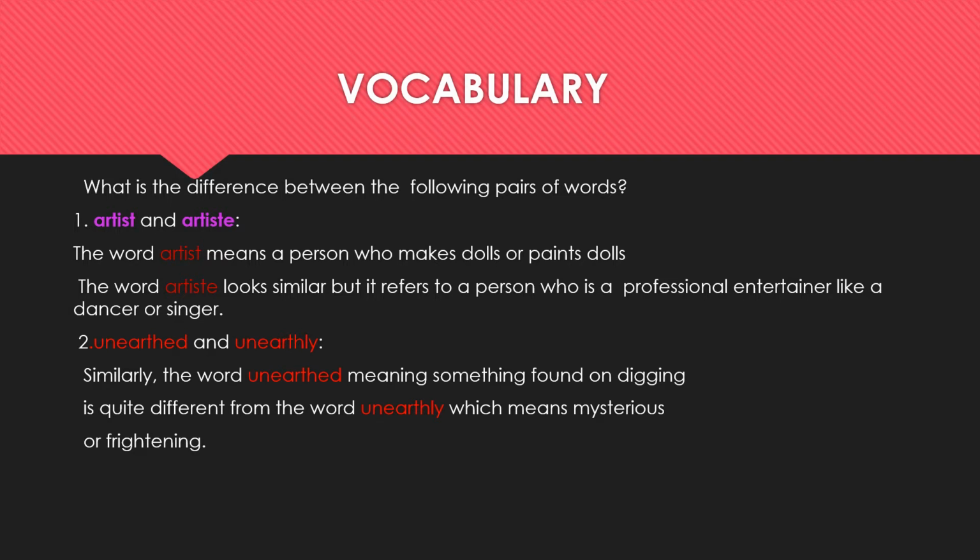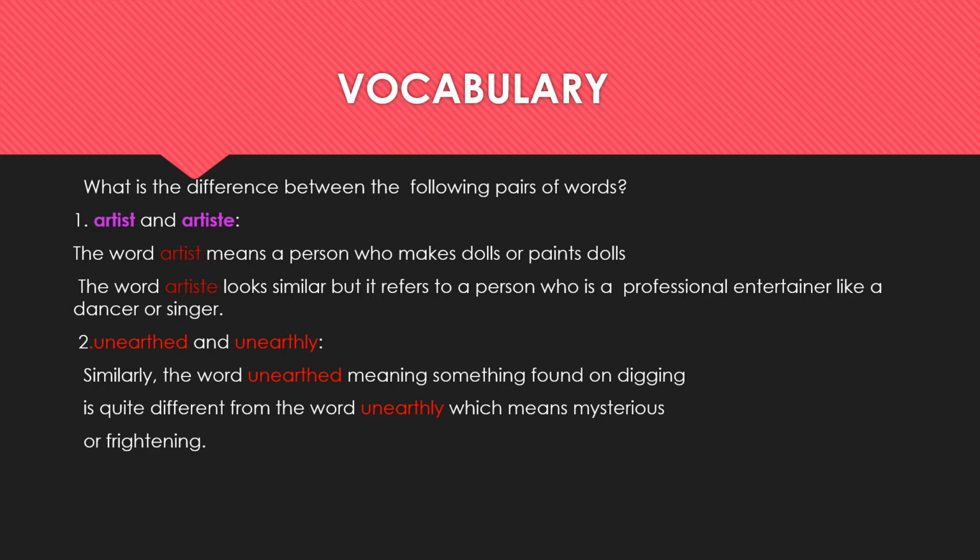Now the word artist means a person who makes or paints dolls or paints some other things. But the word artiste looks similar, but it refers to a person who is a professional entertainer like a dancer or a singer. So you must know when to use artist without E and when to use artiste with an E.